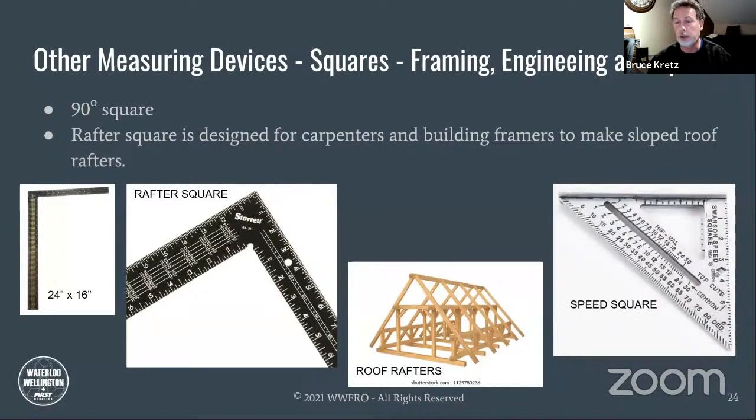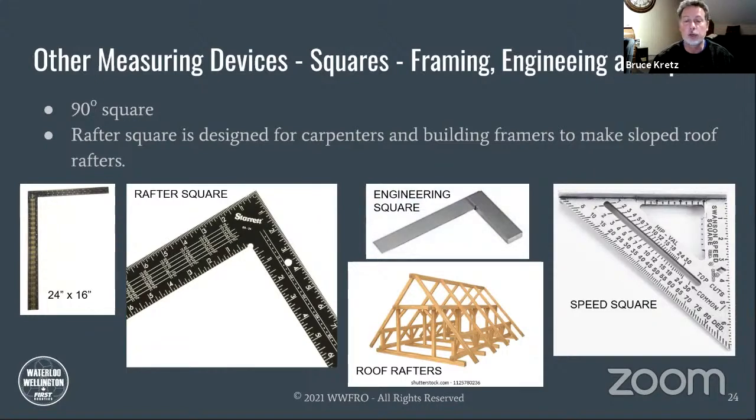This is a speed square, which is similar to a rafter square. Once again, it can be used to make angles, and it's a little bit smaller and easier to use. It's only about 7 inches on each side. An engineering square is merely a right angle blade and body. There are no measurements on it. It's basically used to check that something is flat and rectangular and square. So the different types of squares.